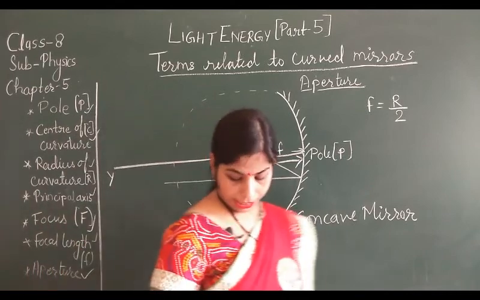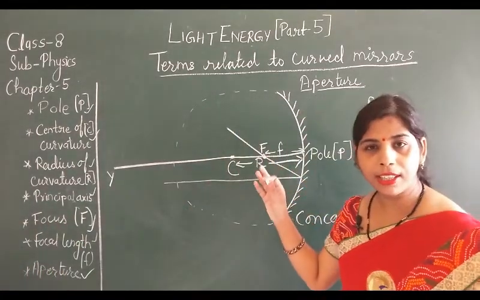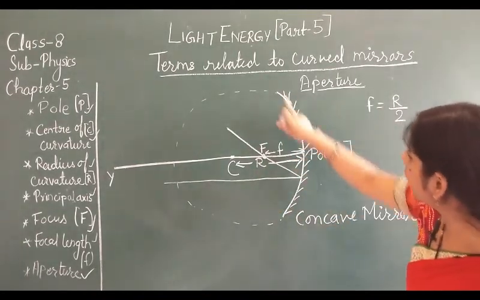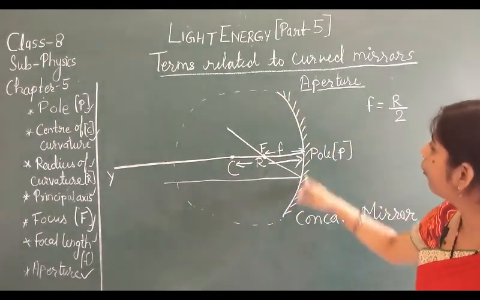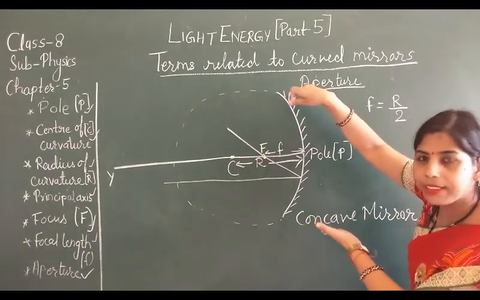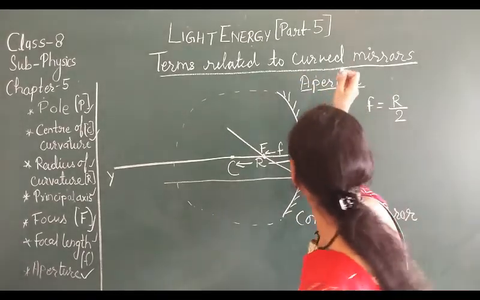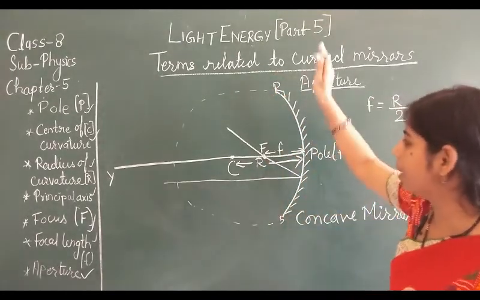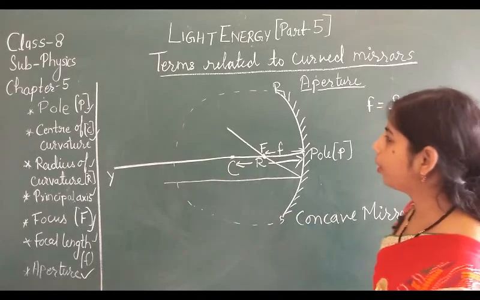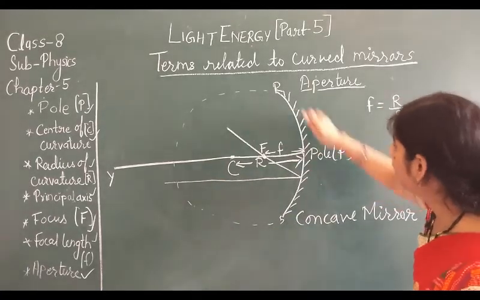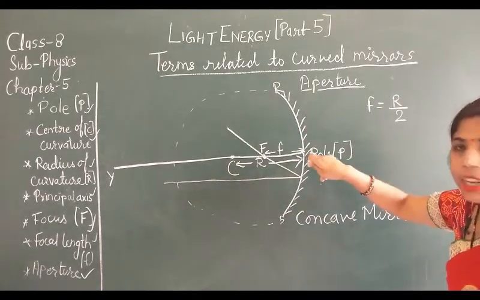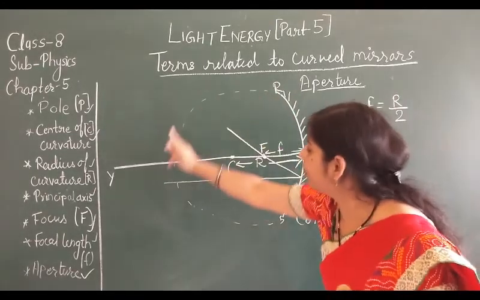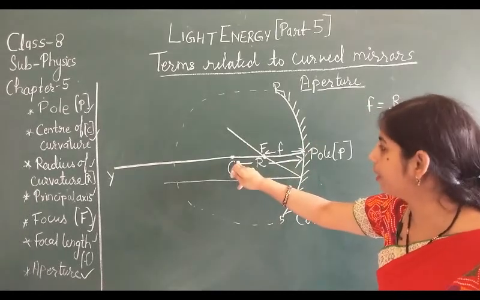Now once again I am going to tell you these terminologies quickly. It is very beneficial. First is the aperture. Aperture is the reflecting surface of the curved mirror. This whole body of it is known as the aperture. Suppose I write it here, RS. This RS is the aperture. Now second is the pole. What is pole? The geometrical center of this aperture is known as the pole. Center of curvature is the center of this hollow sphere.